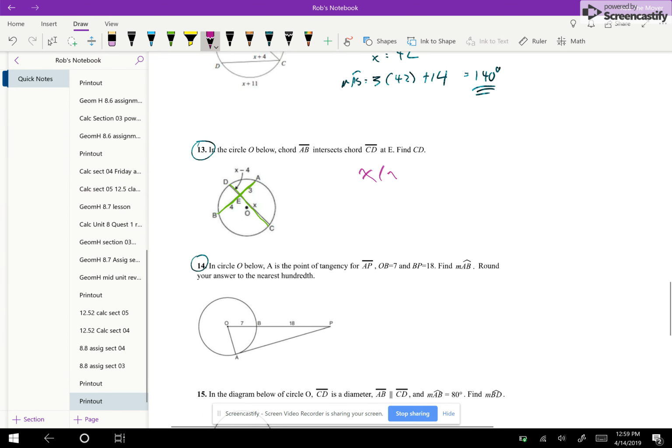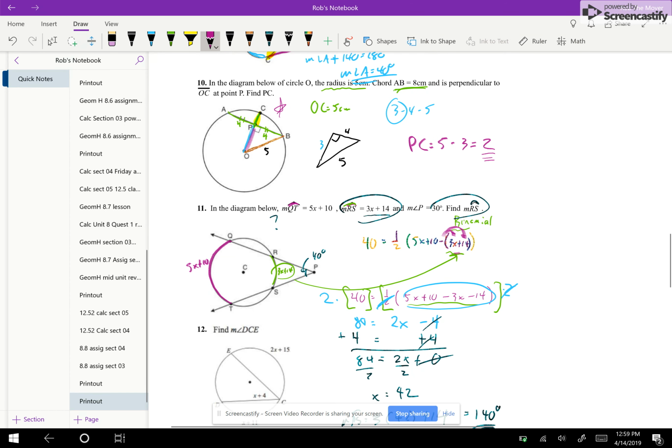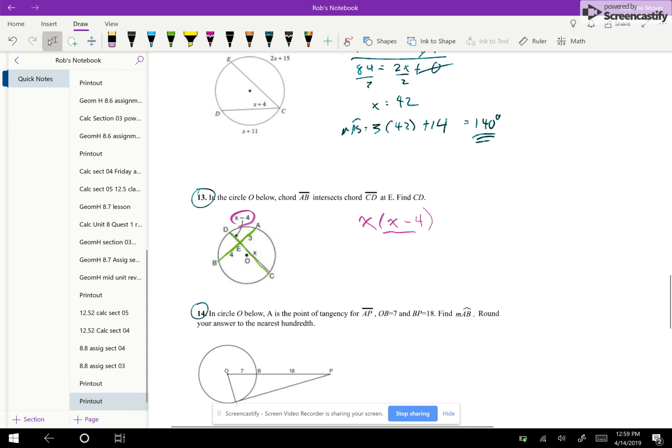I'm going to take x times x minus 4. Again, be careful there. That is the whole segment, x minus 4. As I mentioned in the previous video, back up here, we had this situation come up on number 11 when we were subtracting an expression. Make sure when you're multiplying an expression, put it in parentheses. Equals 4 times 3. Okay, those two different segments of the chord multiplying together are equal. So the two products of the segments of the chords are equal.